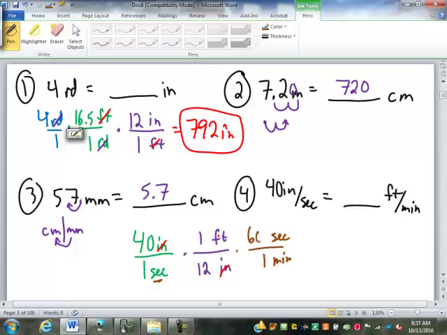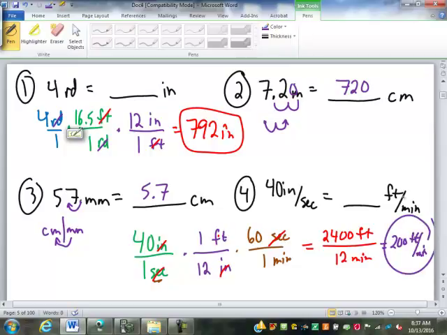1 minute is 60 seconds. So I cross off the seconds. They cross cancel out. One's on top, one's on bottom. So now on top, I have 40 times 60. Well, 40 times 1 foot times 60 is 2,400 feet. On bottom, 1 times 12 times 1 minute is 12 minutes. If I divide that out, that is 200 feet per minute. How many of you got that? Anybody?